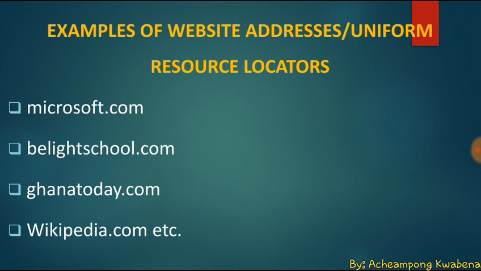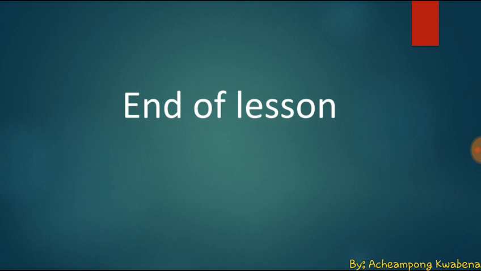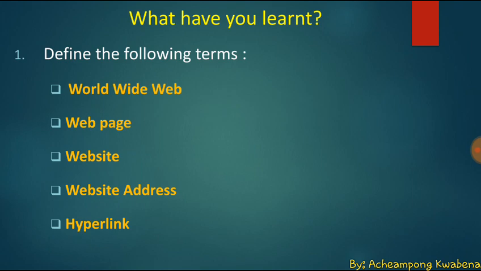That's all for today. We'll end here. But before you leave, I want you to do this exercise and submit on your website. The first question is, define the following terms. So you have to define what has been listed here. The first one is World Wide Web. The second one we have web page. The third one we have website. The fourth one we have website address. Then the last one we have hyperlink. Make sure you do this exercise and submit on time.